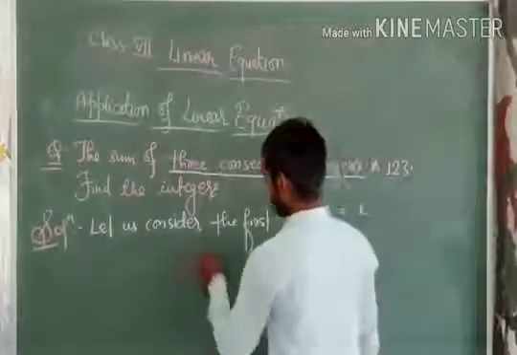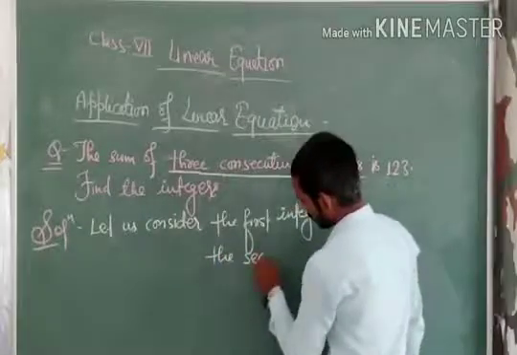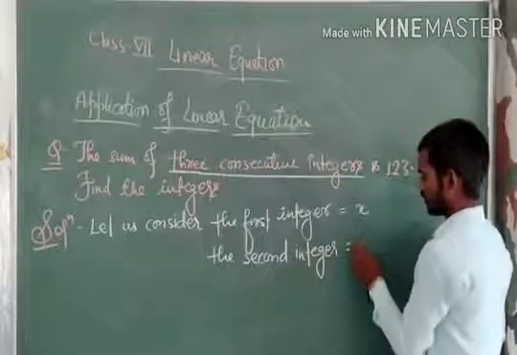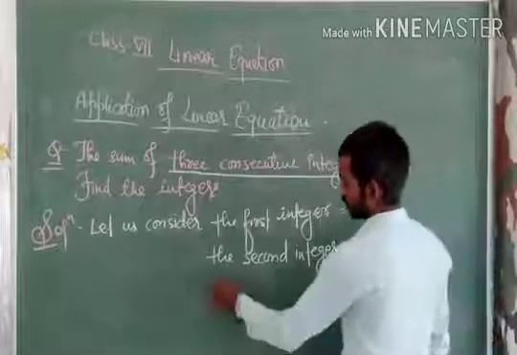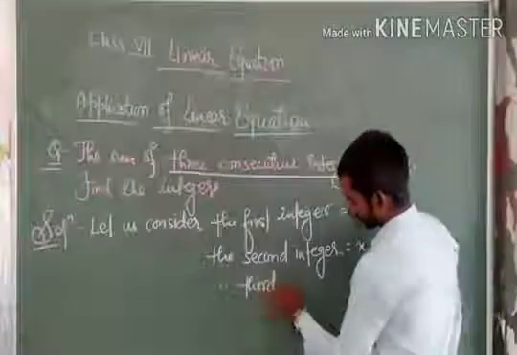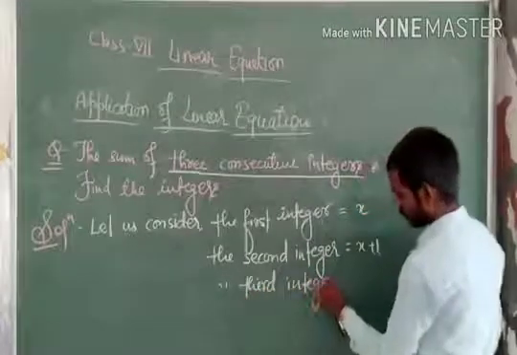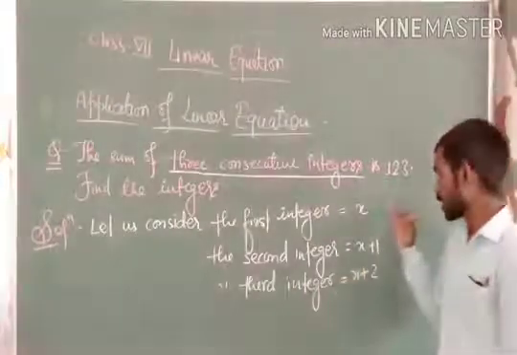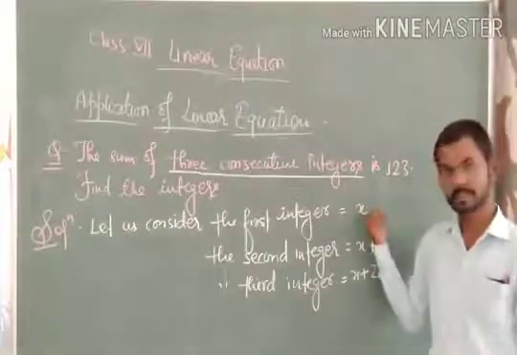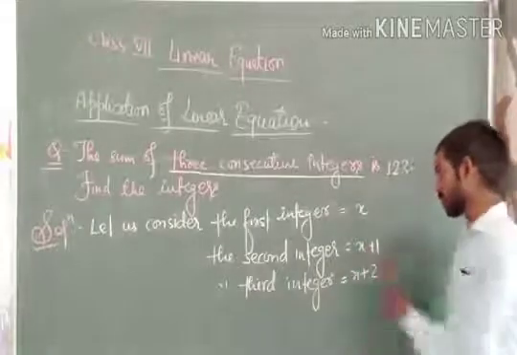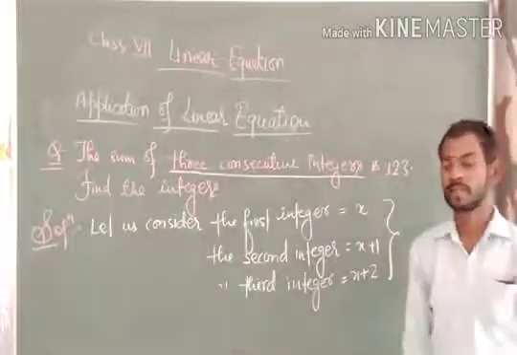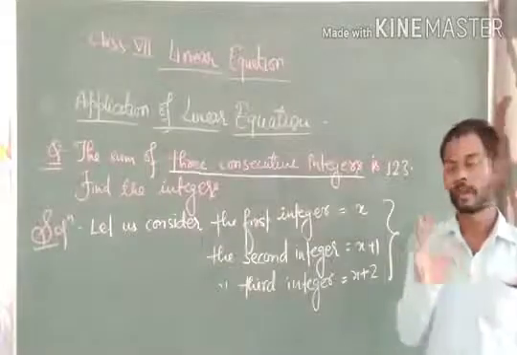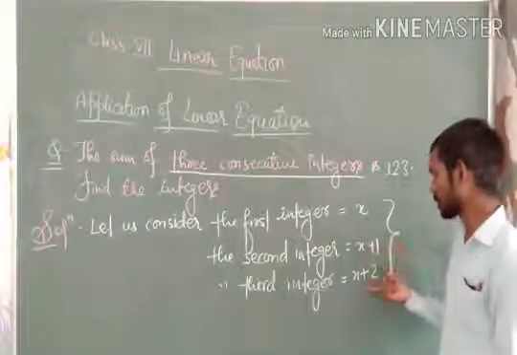So we write the second integer is equal to x plus 1. The third integer is equal to x plus 2. So here we supposed the three integers are x, x plus 1 and x plus 2. These three are consecutive integers. That means they are coming in order with a difference of 1.